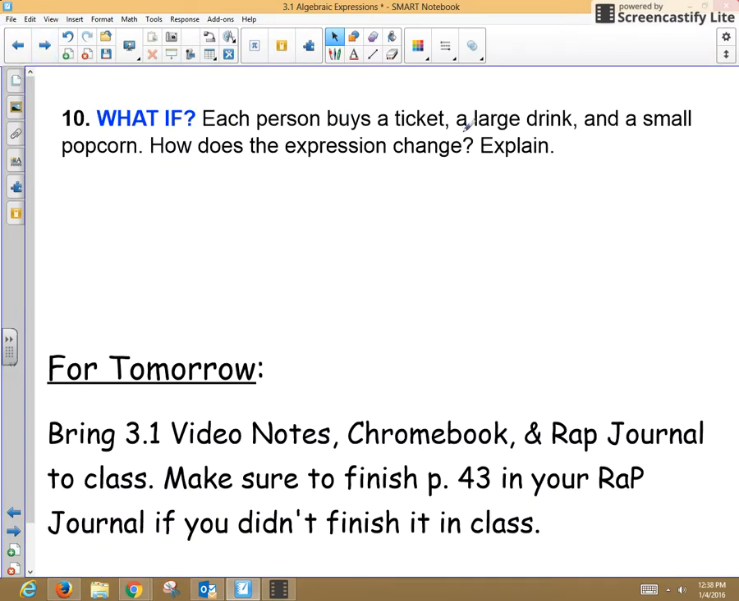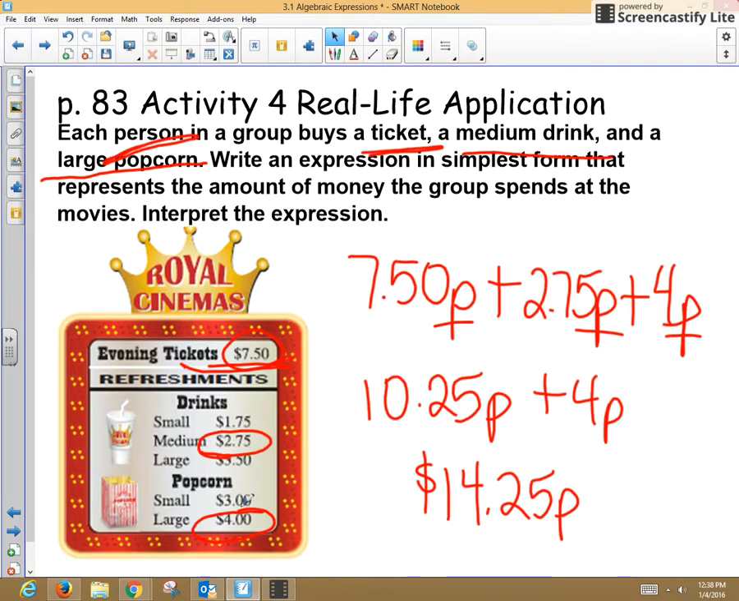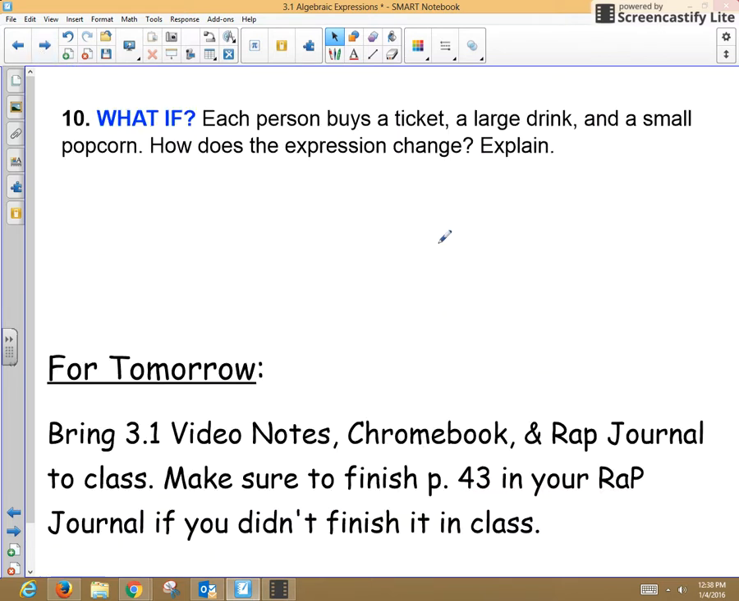Now, what if each person bought a ticket, a large drink, and a small popcorn? How would that expression change? Go back to the chart on page 83 and rewrite your own expression.